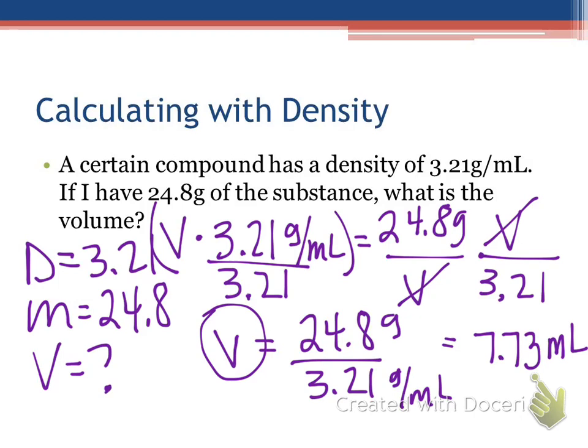Let me show you why it had to be milliliters. Density was measured in grams per milliliter. Our mass was grams, which is what we wanted, so that means our volume has to be milliliters to make those all match. Okay, let me show you a little shortcut here.